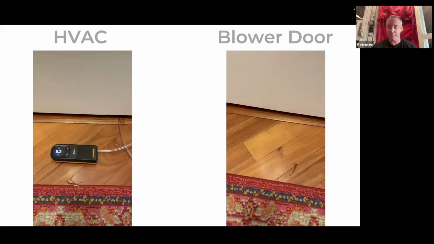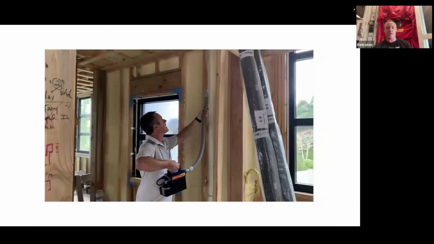Here we can see that there's a couple. And back to the big fogger again. This is, as you can see, a new construction job. They were trying to get this house to about passive house level of air tightness. So 0.6 air changes per hour at 50 pascals.